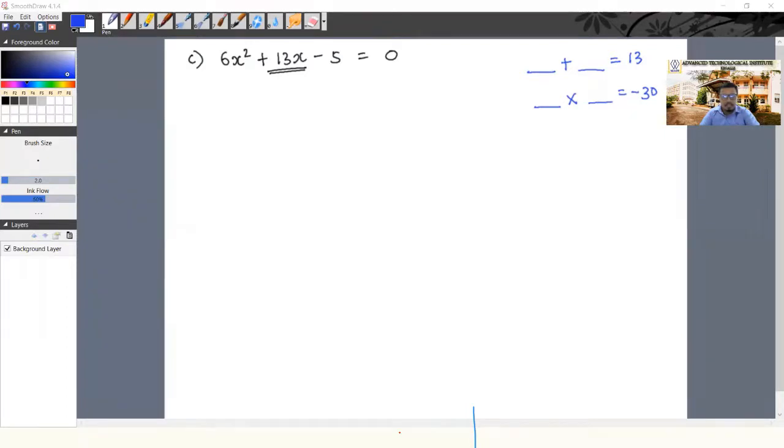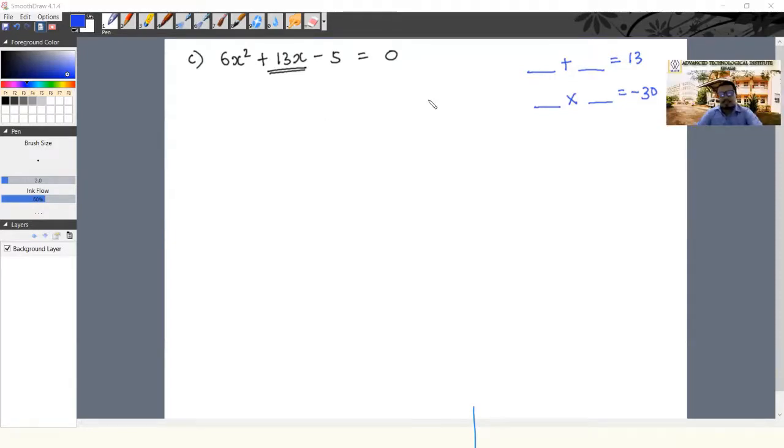Hope others can see, no? I have shared the screen. Hope others can see. It is not blurred as well. Can others see my screen? Yes, sir.